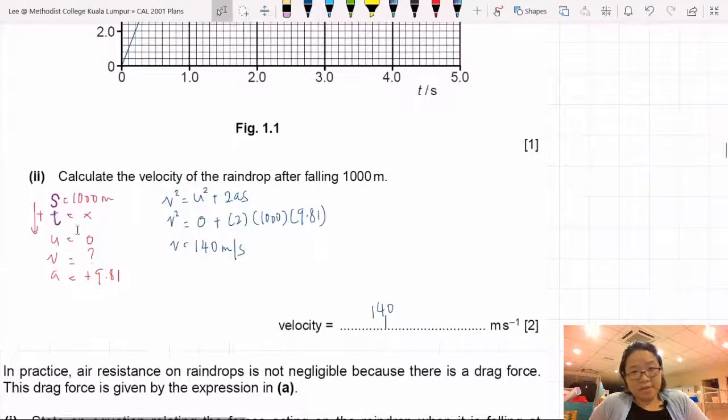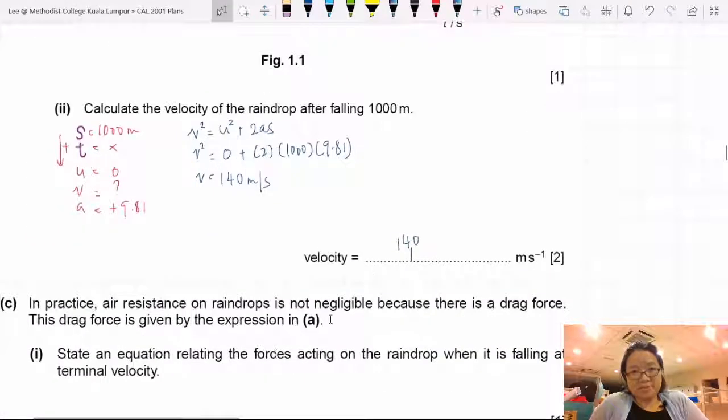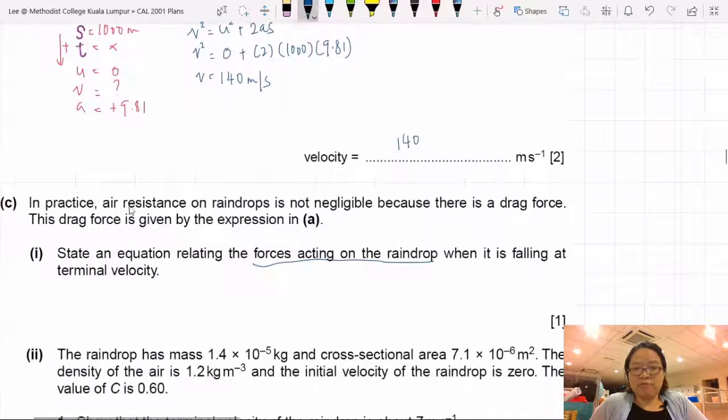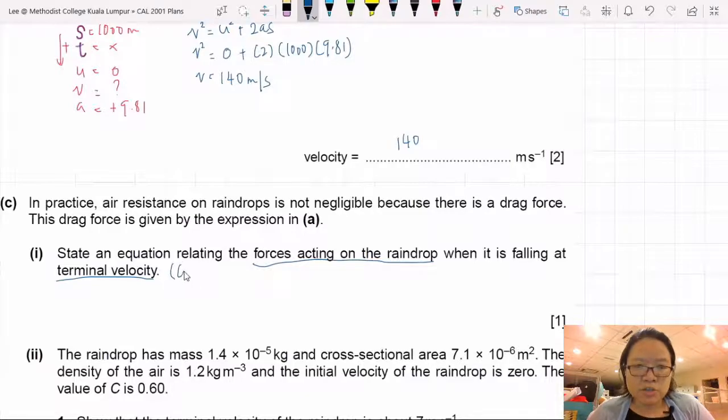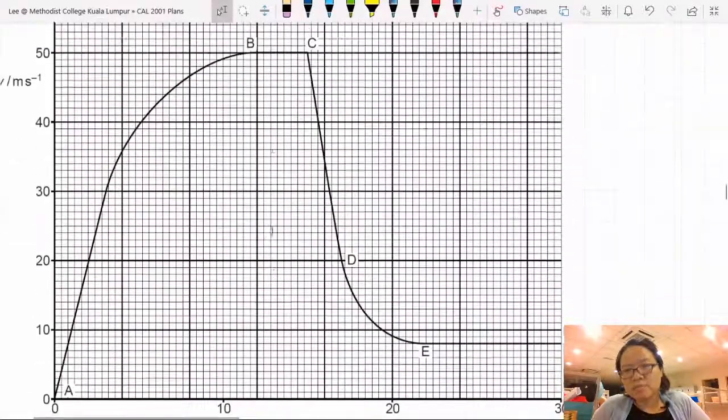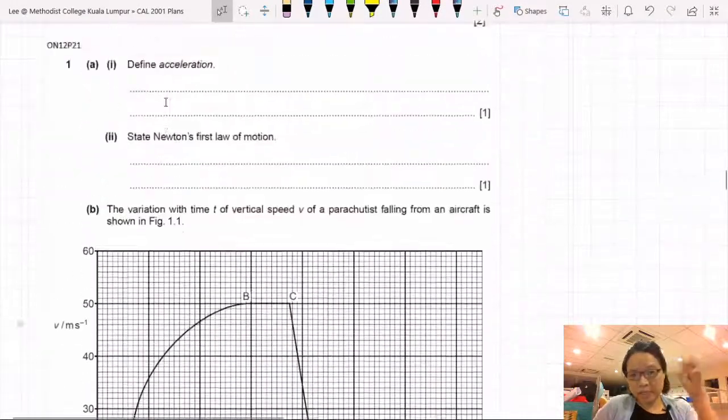140 meters per second. So fast. Okay, but of course it cannot reach this fast, because in practice the air resistance is not negligible. So because there's drag force or air resistance, the equation relates the drag force acting on the raindrop when it's falling at terminal velocity. Terminal velocity is when the velocity doesn't change.